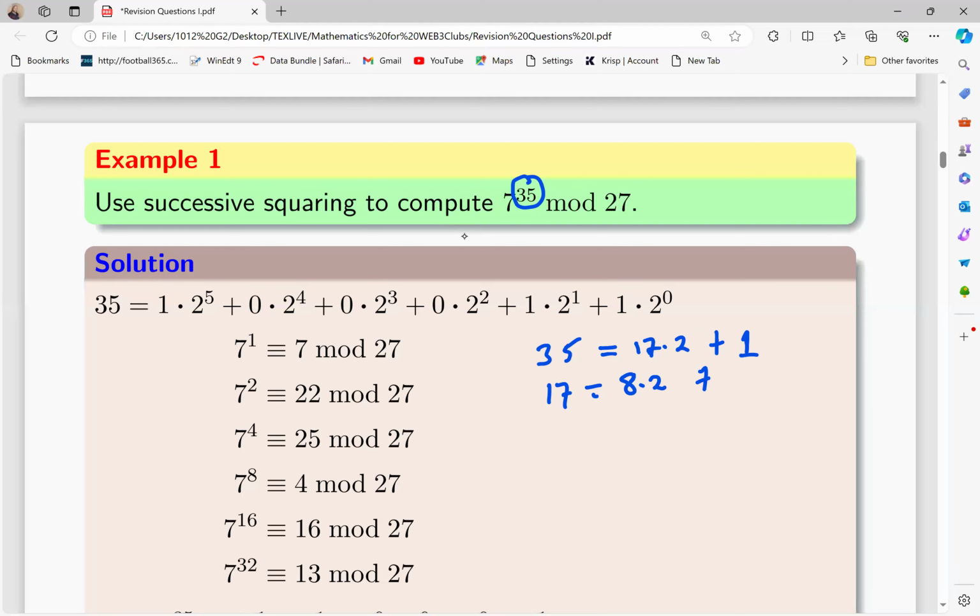And the remainder is 1. Then 2 into 8 is 4 times, and the remainder is 0. Is that okay? Then 2 into 4 is twice, and the remainder again is 0. Then 2 into that 2 is once. And the remainder is what?